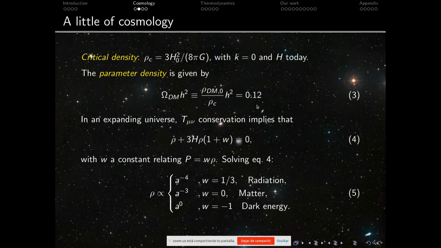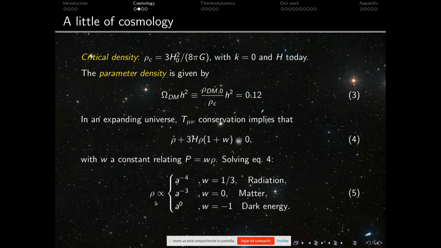And today, measurements tell us that this value is 0.12. At the same time, from general relativity in the context of cosmology, the conservation of the energy-momentum tensor implies this equation for the densities, in which you have some parameter in the equation of state that relates the density of some species with its pressure.